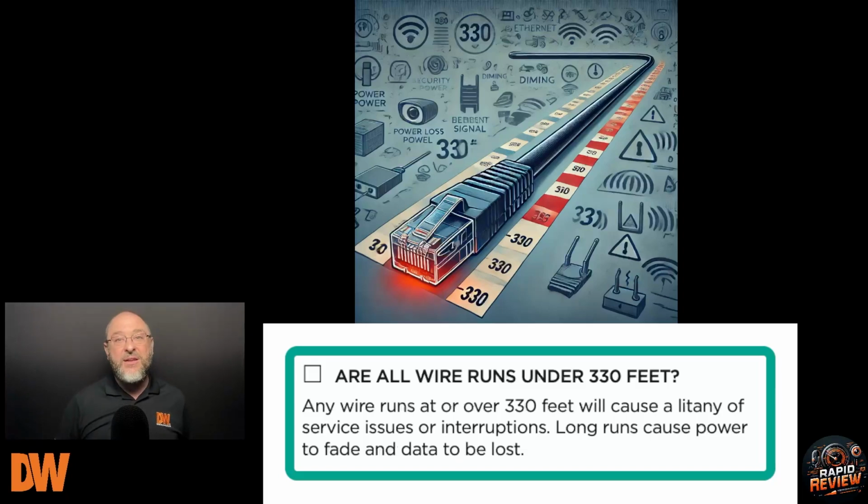But anything over 330 feet, your data and your power is going to start to drop off. You're going to see missing packets. Spectrum's going to give you all sorts of warnings. So please be careful about that. Double check to make sure that none of your wire runs are over 330 feet.